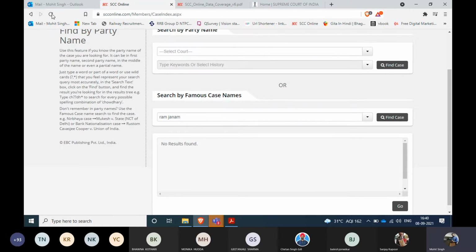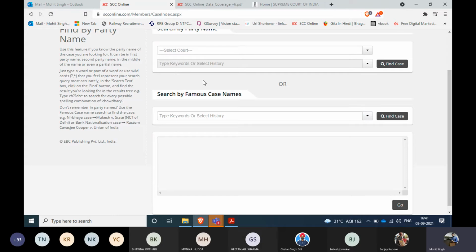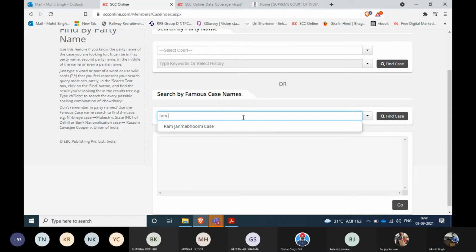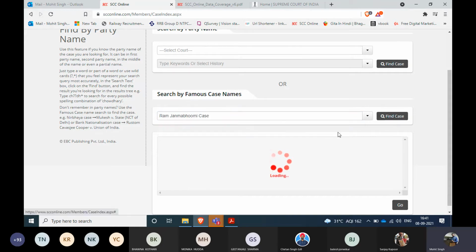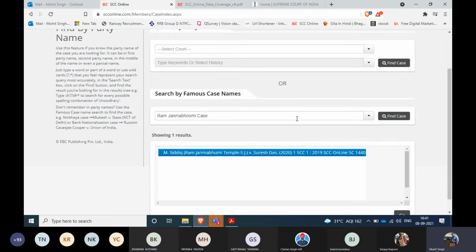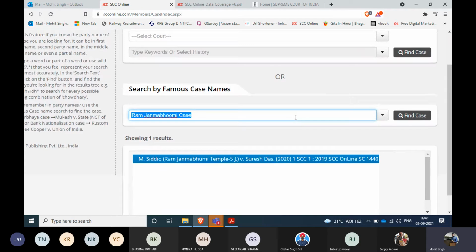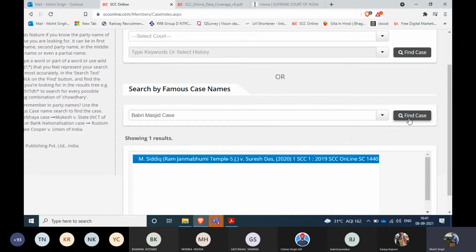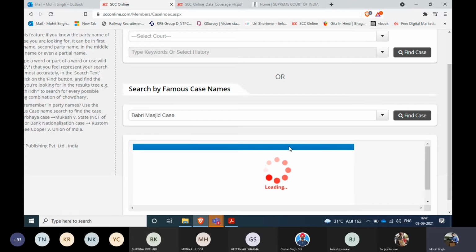I guess I need to refresh. My internet is a bit slow right now. So basically what I was trying to enter is just a national media headline. And there you go. Ram Janambhoomi case is over here. Now, most of you might not be very sure whether it was called Ram Janambhoomi because it was also called the Babri Masjid case. So that is why we can use that headline as well and we'll still get the same results.